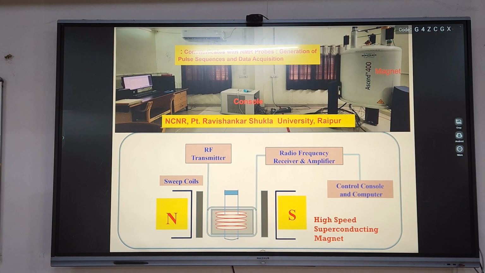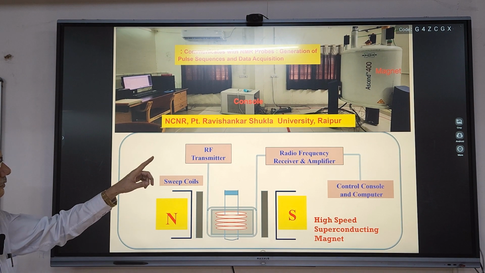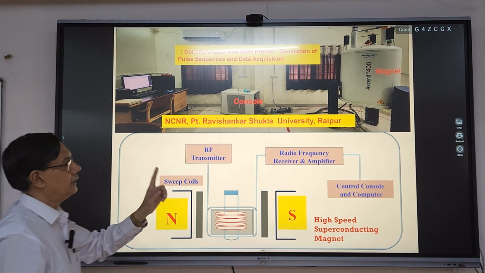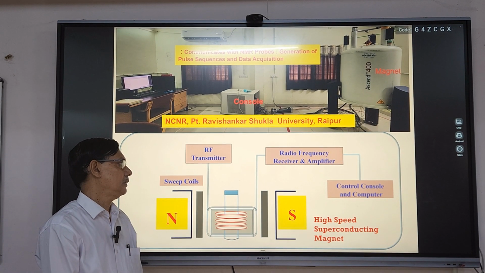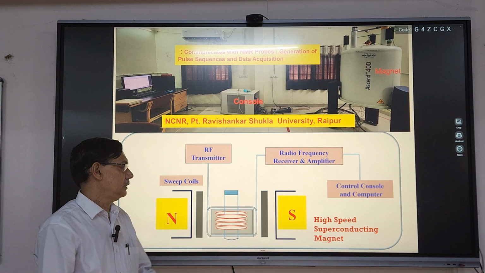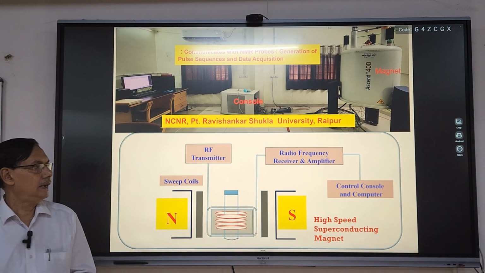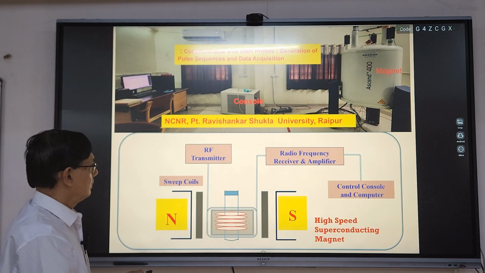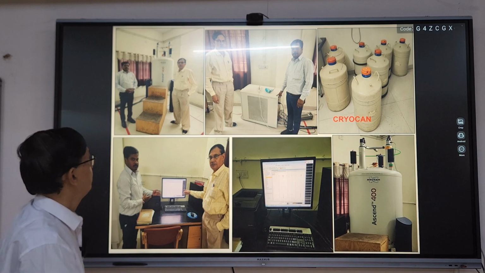Now, the important point is that for maintaining the superconducting magnet, there must be some cooling system, because it is a low temperature superconducting magnet.